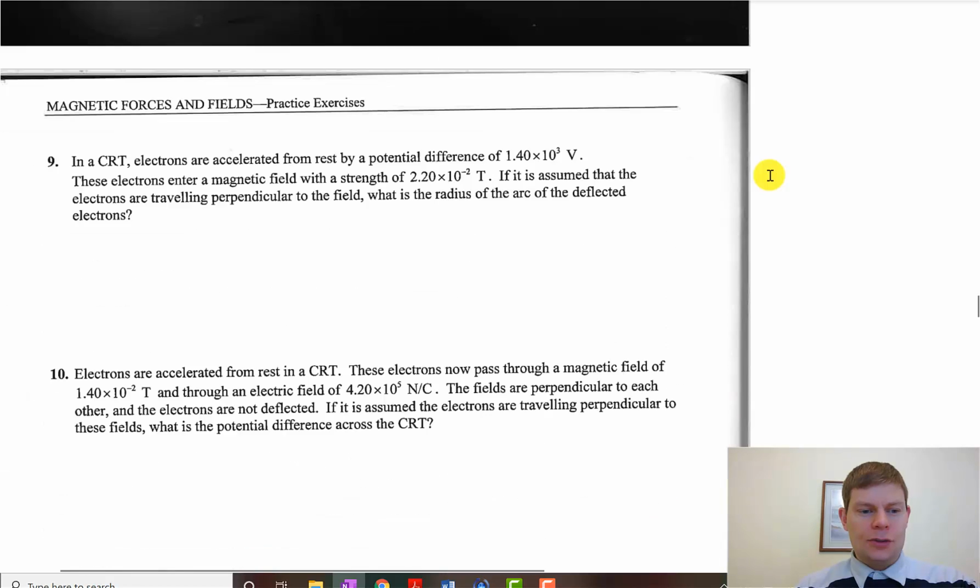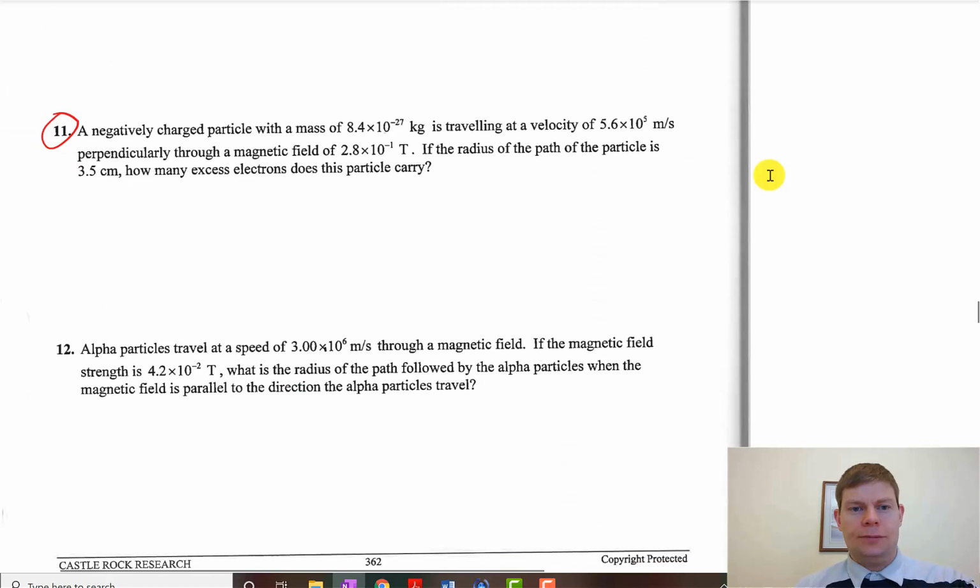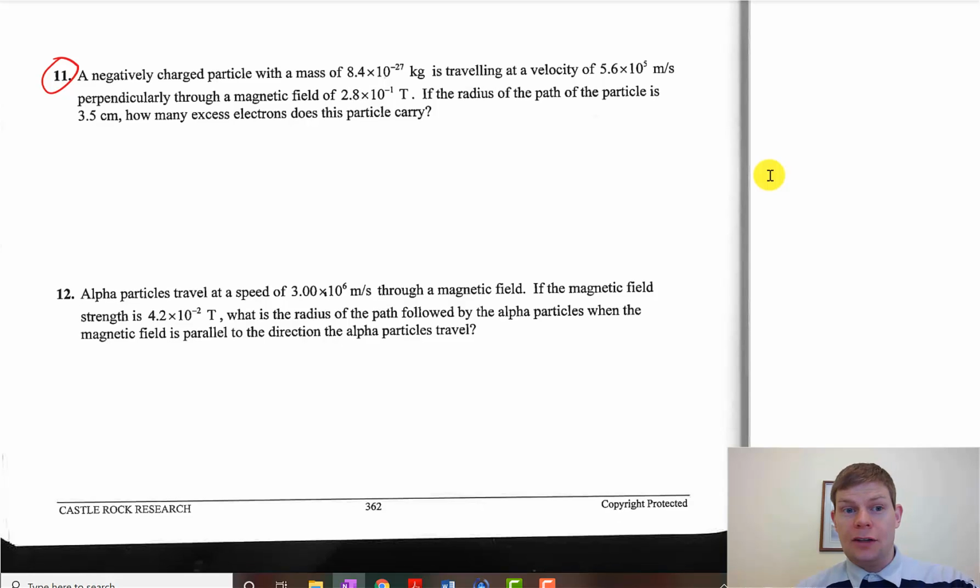All right, next one I wanted to go over is number 11. So we've got a negatively charged particle with mass 8.4 times 10 to the minus 27, traveling at a velocity of 5.6 times 10 to the 5 perpendicularly through a magnetic field. So we've got another mass spectrometer style thing. The new twist on this one is this excess electron. So we're going to have another step at the end. We'll solve for charge, and then we also have this centimeters thing, so we'll have to convert that to meters. But aside from that, we start the same and just solve for charge.